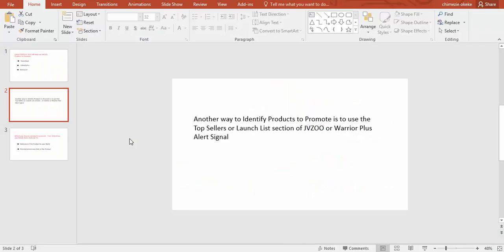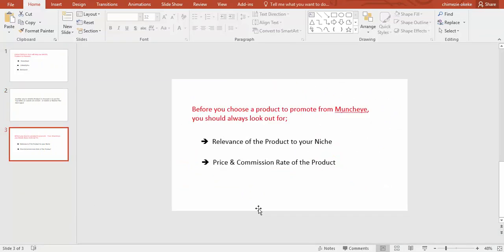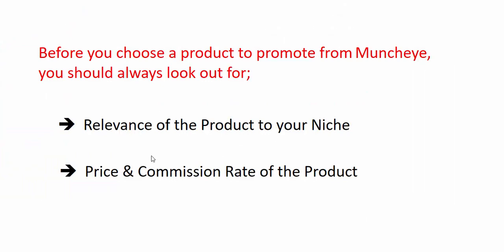What you're to look at before you choose a product to promote is relevance of the product to your audience, price of product, and commission rate of the product. If the price and commission rate is high, and you confirm the product to give your audience value, then it's a good product for you to promote. So, this is how you identify a product to promote on MunchEye.